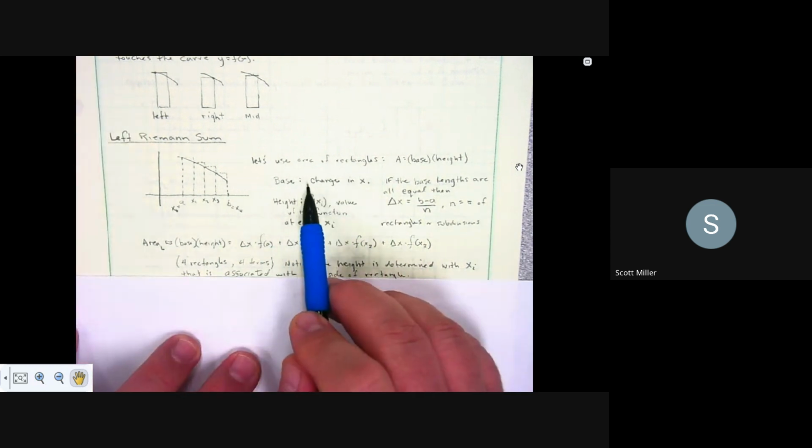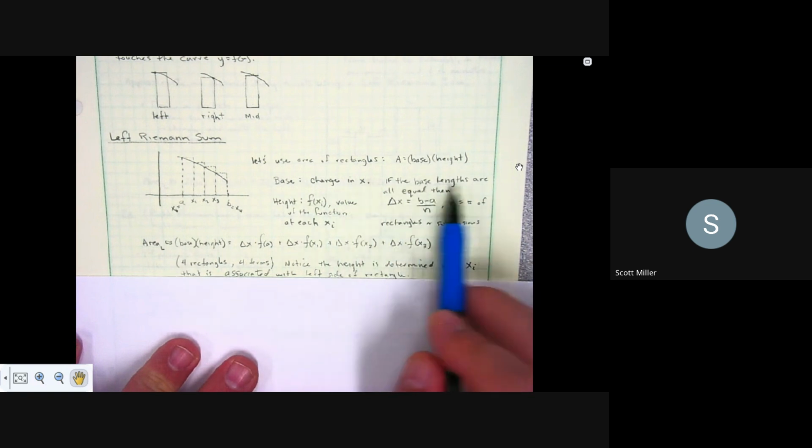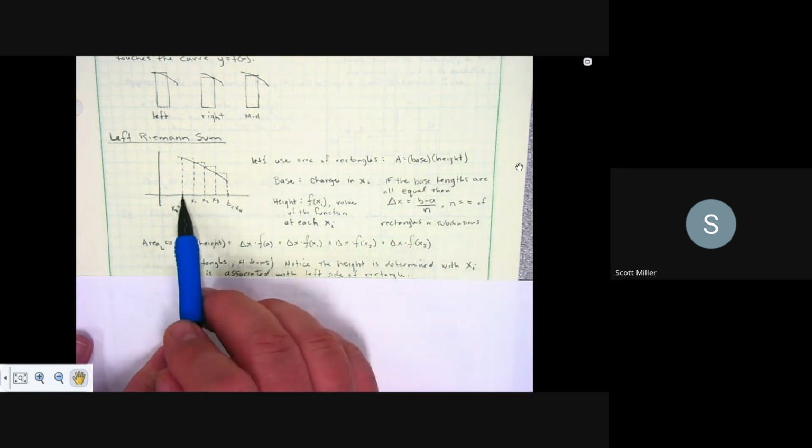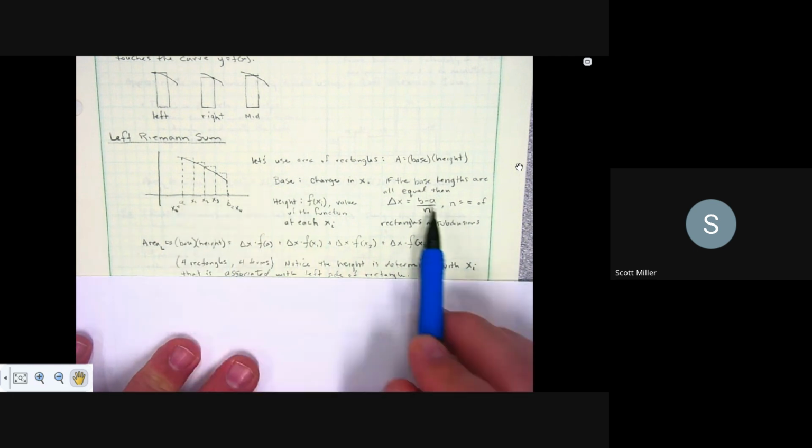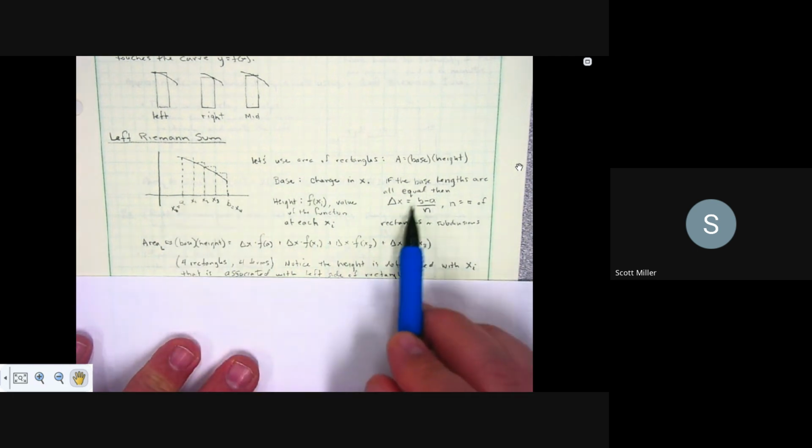Since the area of a rectangle is base times height, the base of these rectangles is that distance right there. It's the change in x. If the base lengths are all equal, which is what they're going to be most of the time, they don't have to be, but they can be. You can make them that way if you have control of the width of these things. It's the total distance, which is b minus a, divided by how many rectangles I have. So I'm going to cut them up into equally spaced amounts, and that n is the number of rectangles you're going to use, or what's called subdivisions.